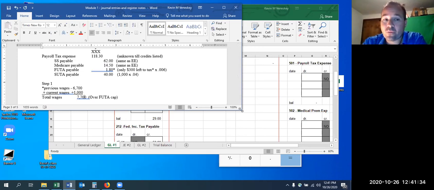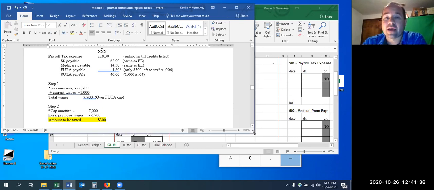If we're over the cap, then we come to step 2. Step 2 says, okay, how much do you have left until you hit the cap? So how do we do that? We just take our $7,000 cap amount for the FUTA and subtract out where we're at currently before our wages this pay. And that tells us we only have $300 until we hit that cap and have to stop. So that's what we're going to do here for FUTA. We're going to take the 300 that we have left and multiply it by 0.006.